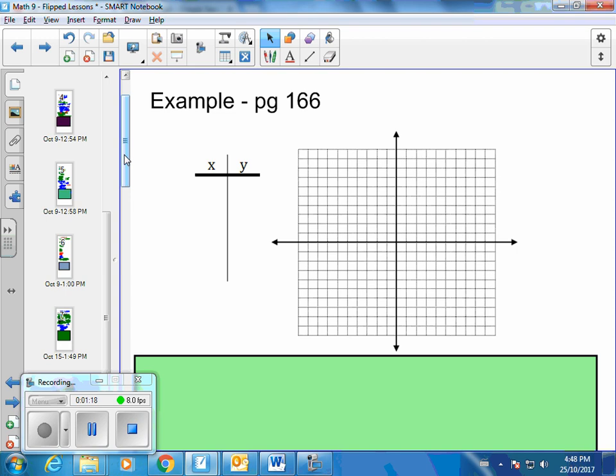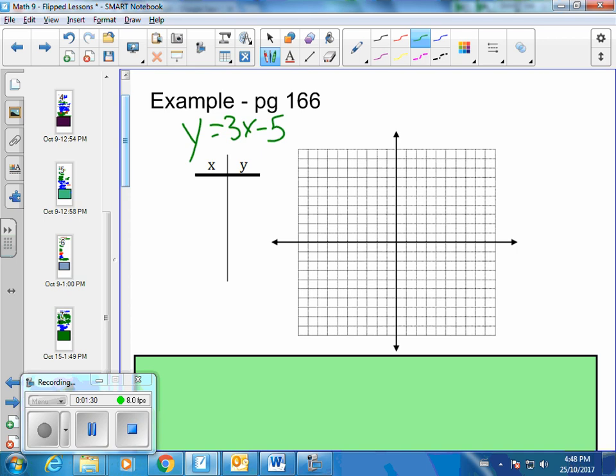These are the tools we use to solve these problems. So let's go ahead and look at the bottom of page 166. They have some examples there. They have an example of an equation, y equals 3x minus 5. They've also laid out the XY table of values for you. So at 0, we have negative 5. At 1, we're going to have negative 2. At 2, we have 1. At 3, we have 4. And at 4, we have 7.